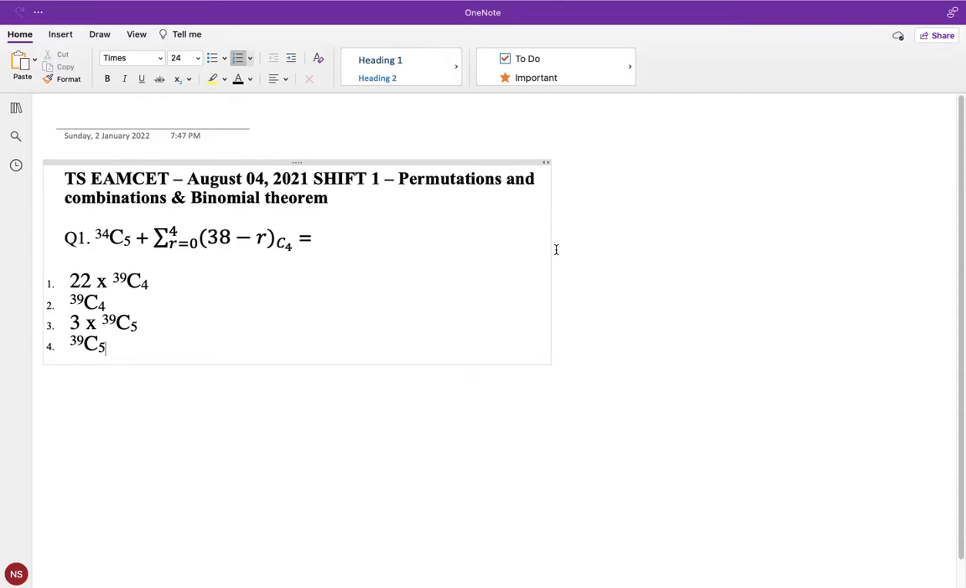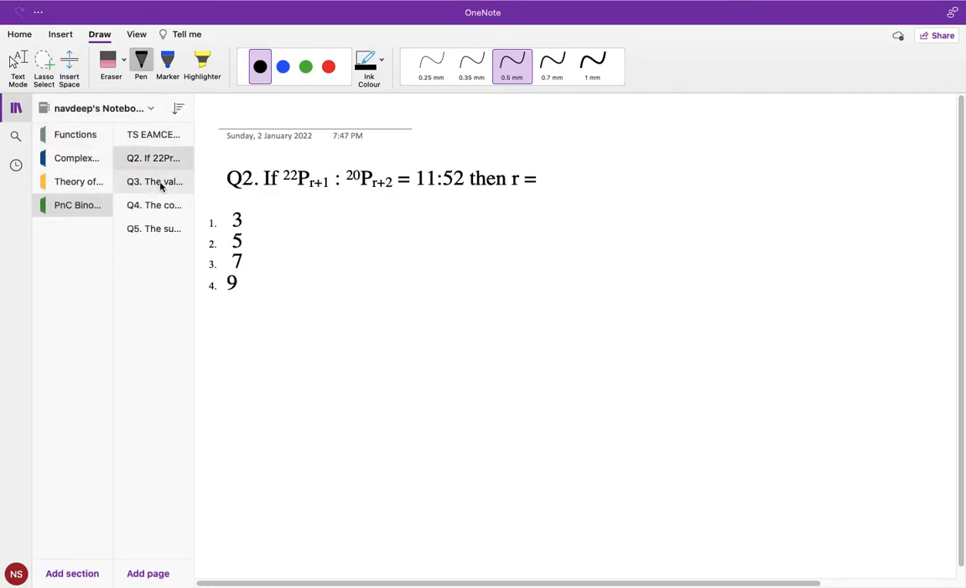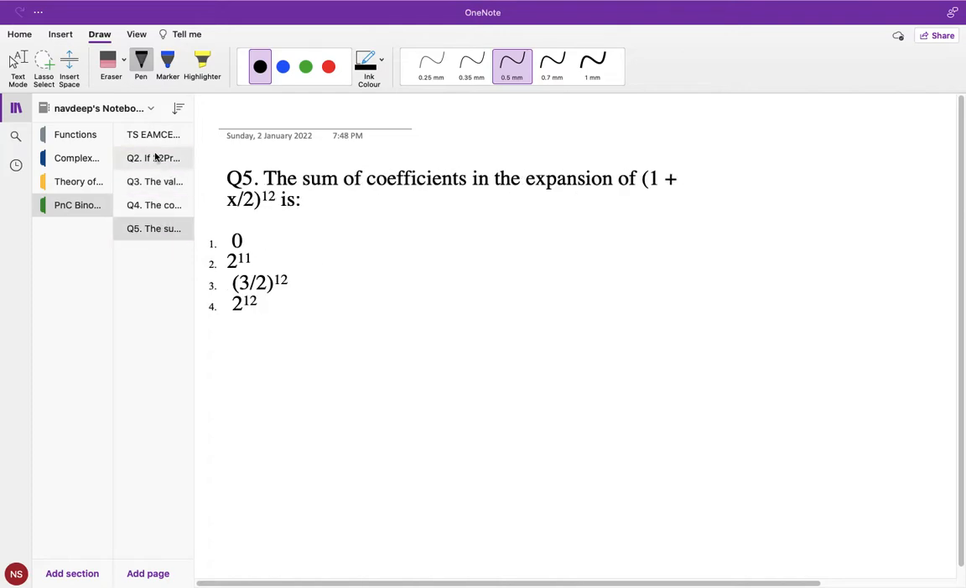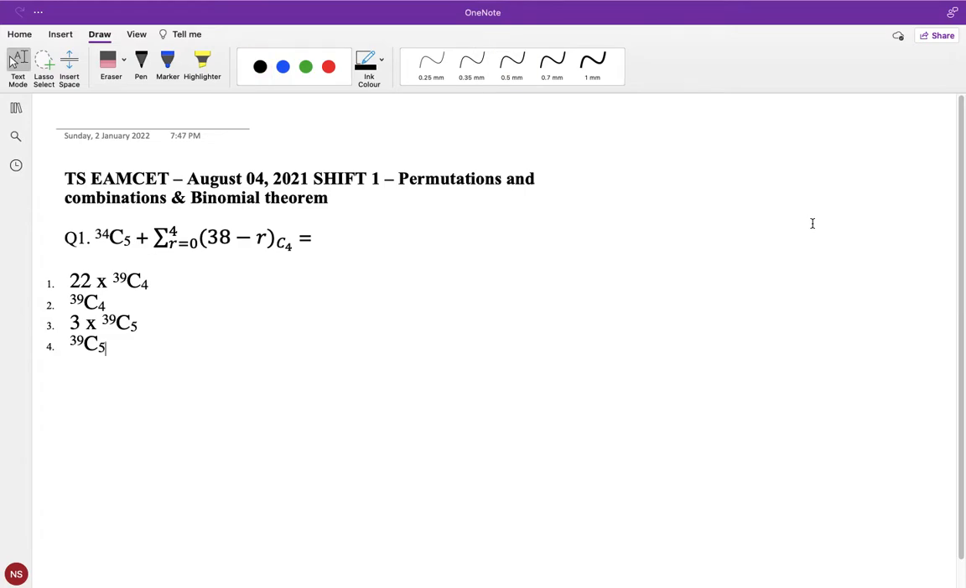In this video, we will be looking at problems from permutations and combinations and binomial theorem. There are five problems that were asked in this August 4, 21 shift 1. So let us try to solve them one by one. So this is the first problem.